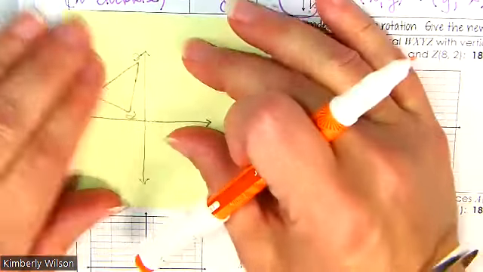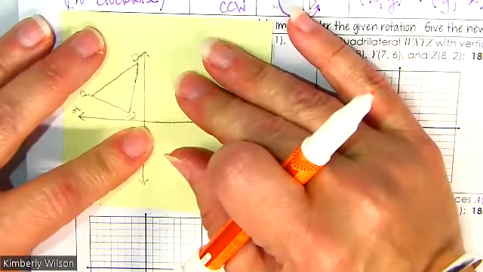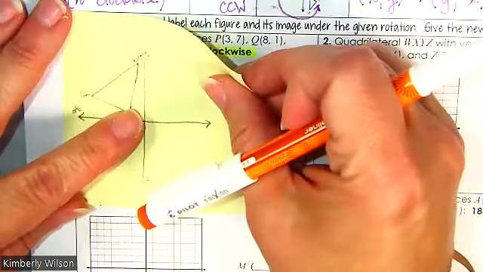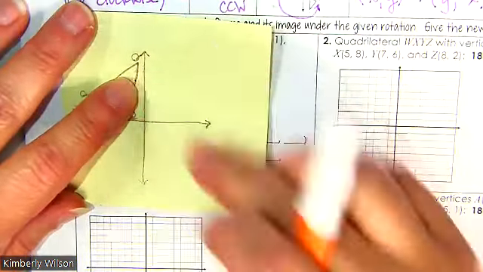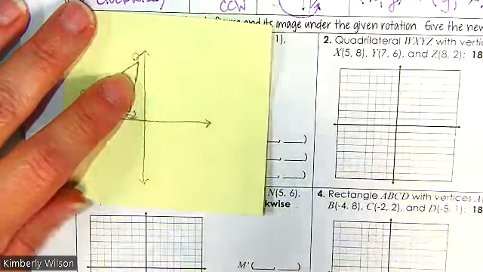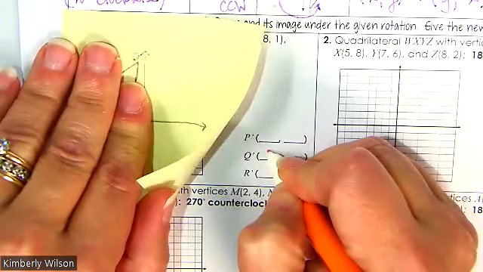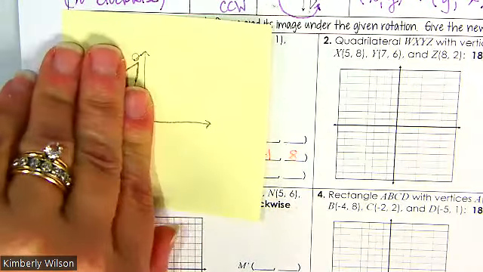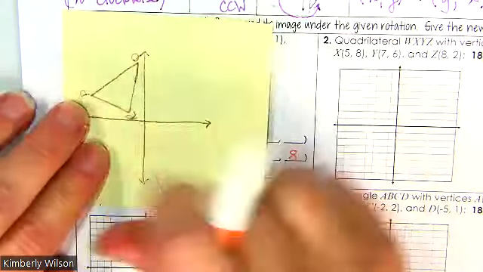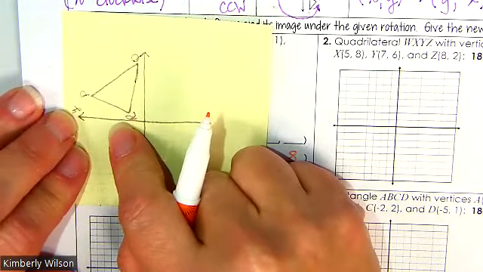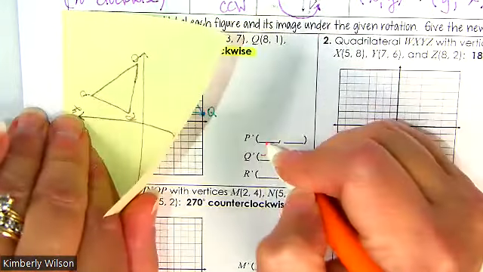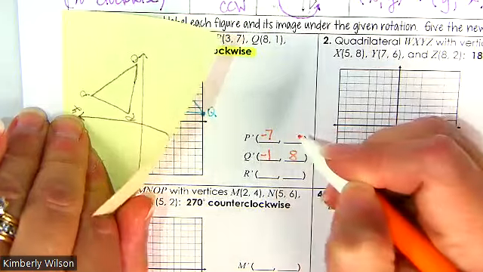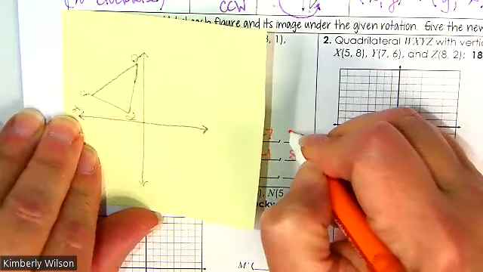And now what I can see is, oh, well, what are these new coordinates? Well, Q is at (-1, 8). Excuse me. P is at (-7, 3).